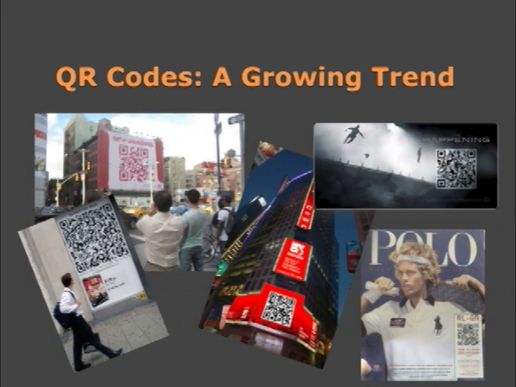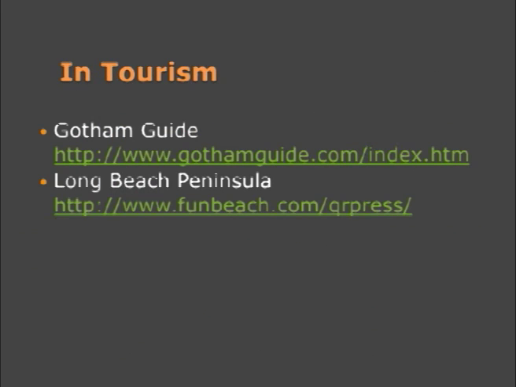I noticed a few examples online of a New York City trail called Gotham Guide that allows people to explore downtown New York in certain spots, and when they come upon a QR code they can scan it and learn a little bit about that building or that area. And another place that was using it was Long Beach Peninsula. They had very similar signs. You may have seen a picture of it earlier in the presentation, but those were outdoor signs that had QR codes and did pretty much the same thing, linking people to more information and more multimedia content about the area.